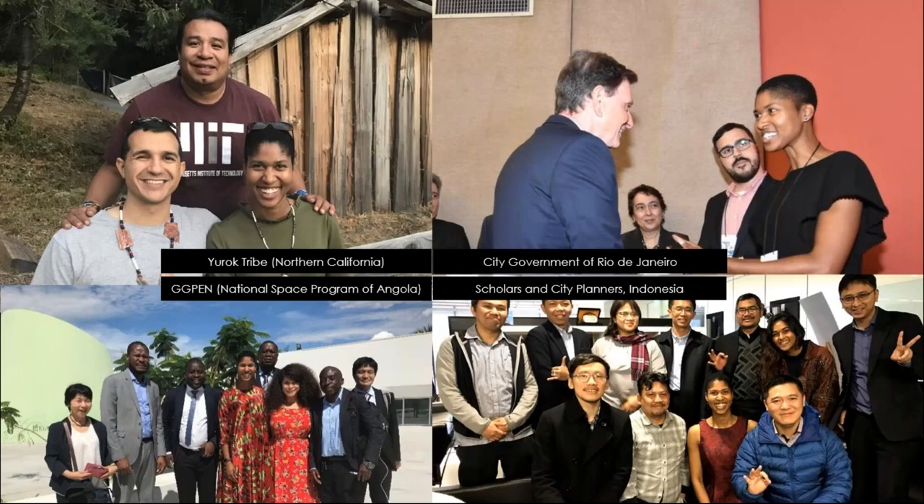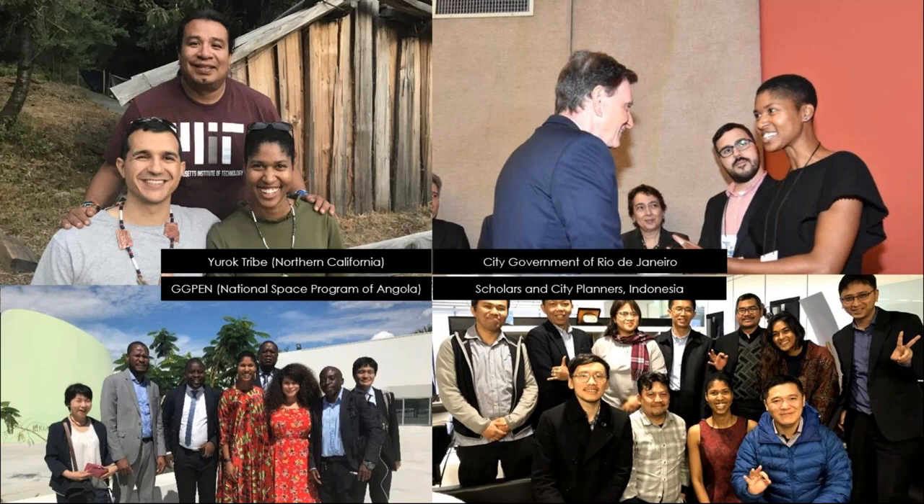I want to give a few examples where teams are working either on sustainability goals or environmental justice goals as they define them. Particularly, the city of Rio de Janeiro, for example, leaders from Indonesia, the government of Angola, and the Yurok tribe in Northern California, they've each invited us as a team, as Space Enabled, to collaborate with them to apply satellite data to particular needs. Again, the needs are defined by them in a way that makes sense to their community.